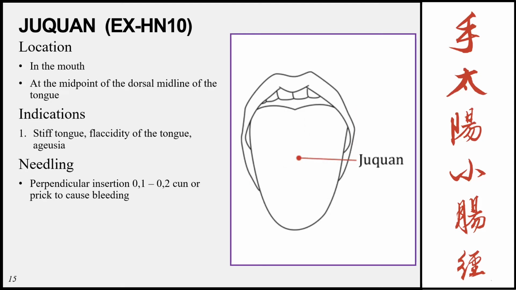The next point is Juquan, EXHN10. This point is located in the mouth at the midpoint of the dorsal midline of the tongue. So it's the midpoint between here and here, and here and here. This point can be used for stiff tongue, flaccidity of the tongue, and ageusia. And our insertion is perpendicular, 0.1 to 0.2 tsun, or once again we can prick this point to cause bleeding.